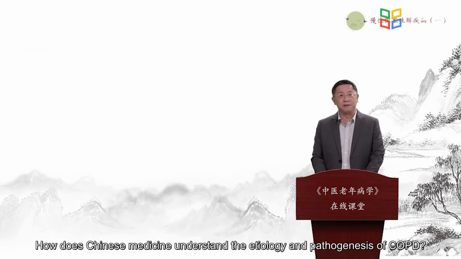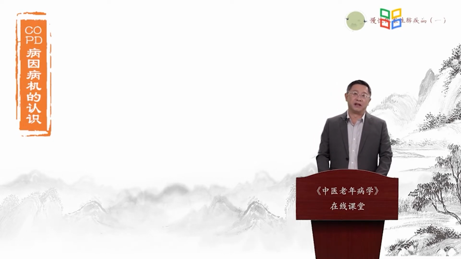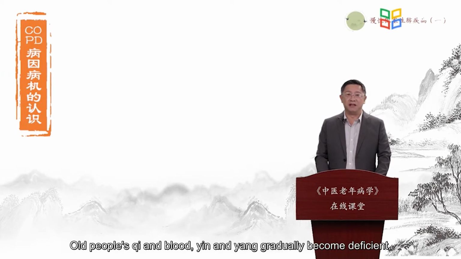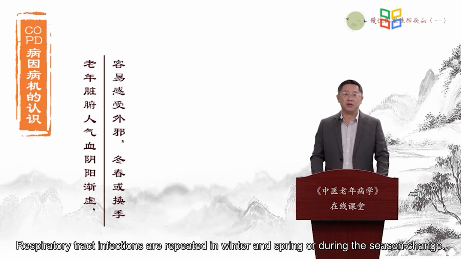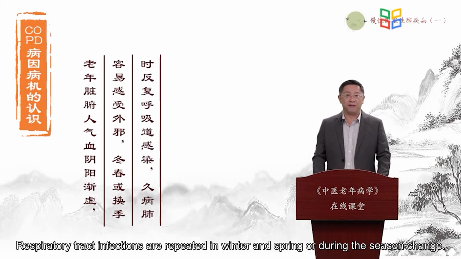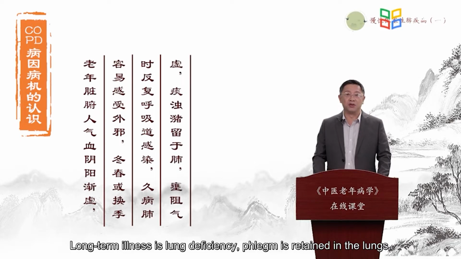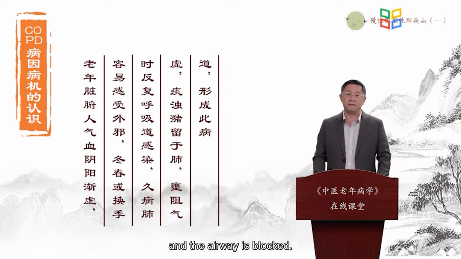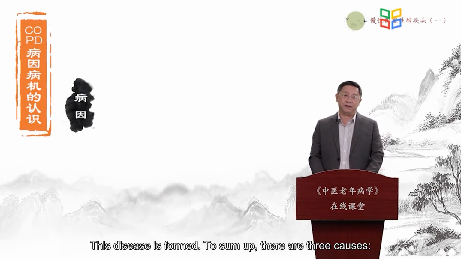How does Chinese medicine understand the etiology and pathology of COPD? In old people, qi, blood, yin and yang gradually become deficient, and they are easily attacked by external factors. Respiratory tract infections recur in winter and spring or during seasonal change. Long-term illness leads to lung deficiency, phlegm is retained in the lungs, and the airway is blocked. These diseases are thus formed.